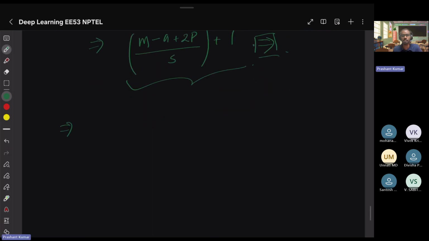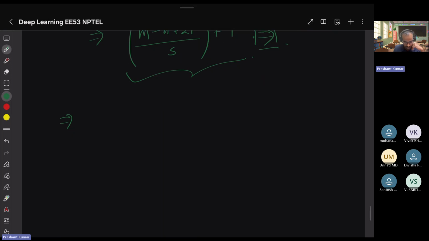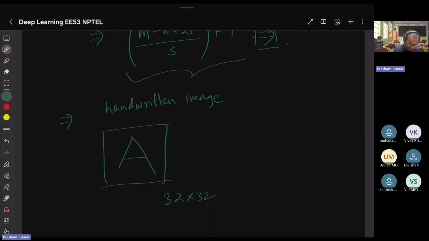So how does a simple convolution layer look? Let's say we are taking an example of a handwritten image. Let's say this is your image that has a dimension of 32 cross 32, where something is written, let's say 0 is written, something like this. So it has been divided into 32 pixels. And let's say this is a gray image.